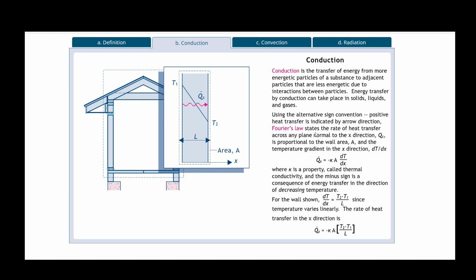And then Fourier's law states that the rate of heat transfer across any plane normal to the x direction. So when we talk about normal, we're talking about a plane, like an xy plane. So normal to the x direction, Qx, is proportional to the wall area A and the temperature gradient in the x direction, which is this formula down here. And then k is a property called thermal conductivity. Okay, so we will be able to find those as well. So these are a lot of formulas. It's basically just saying this is how we can compute conduction.